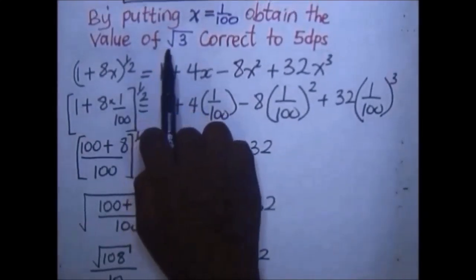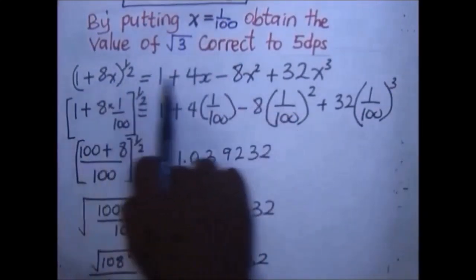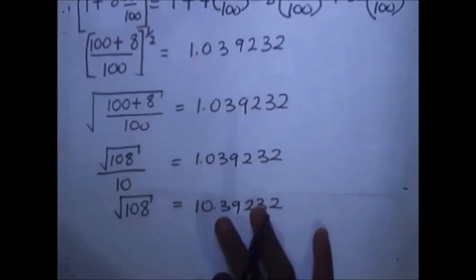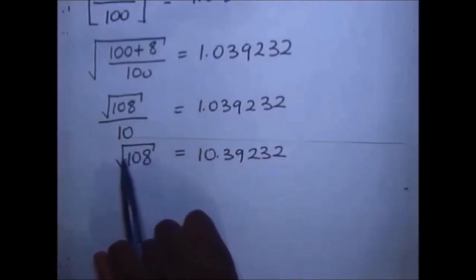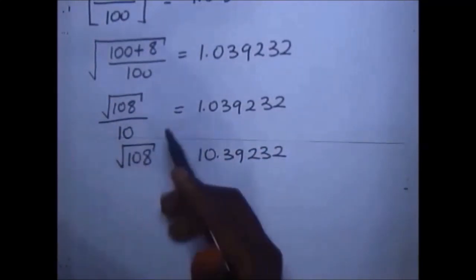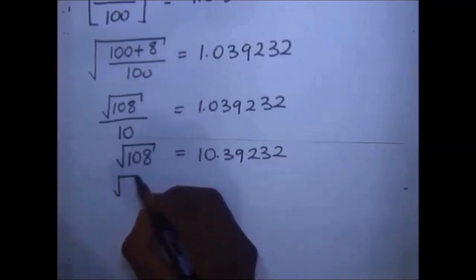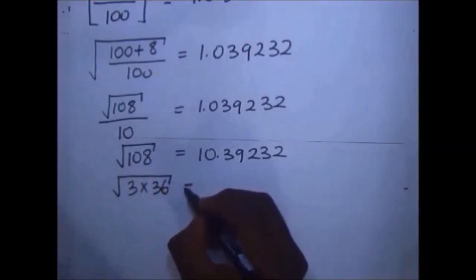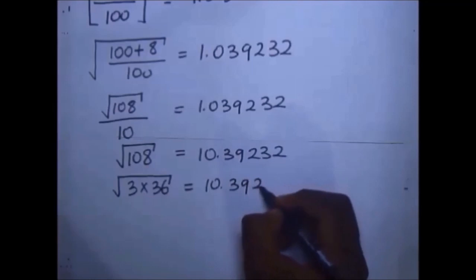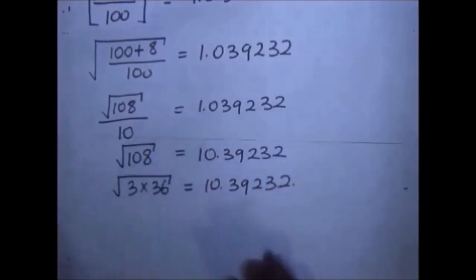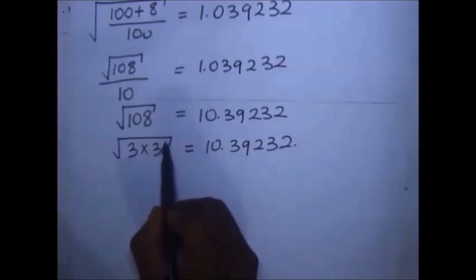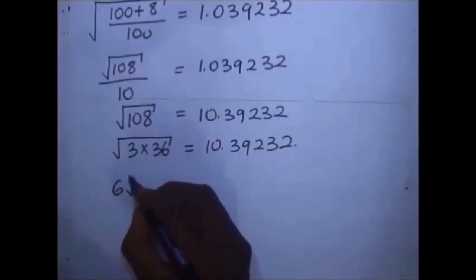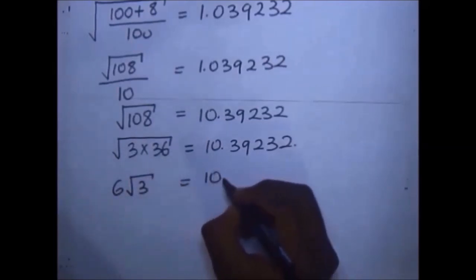Now from this surd quantity, our target is to generate a root 3 somewhere, because they're telling us that when we substitute the value of x in this expression, we're supposed to find the value of root 3. So if you look at this 108, 108 is the same as the square root of 3 times 36. The square root of 36 is 6, and the square root of 3 is what we're looking for. So this is going to become 6 times the square root of 3.